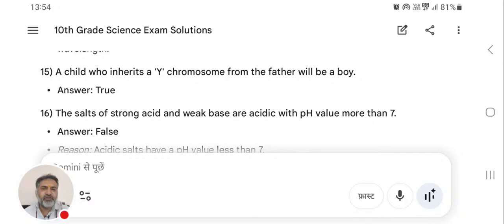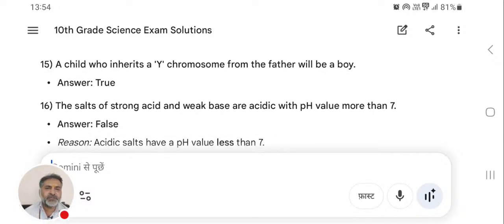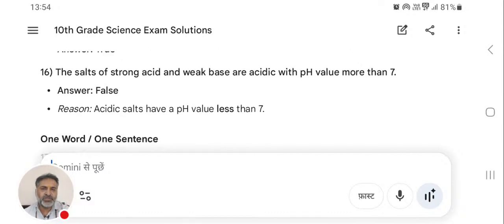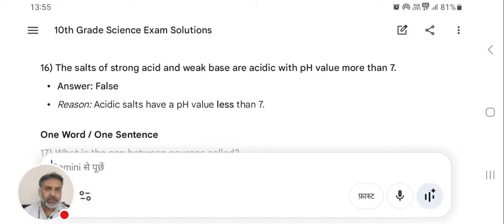Question number 15. A child who inherits a Y chromosome from the father will be a boy. Answer is true, because the Y chromosome is responsible for a baby boy. Question number 16. The salt of strong acid and weak base is acidic with pH value more than 7. Answer is false. Acidic salts have a pH less than 7.